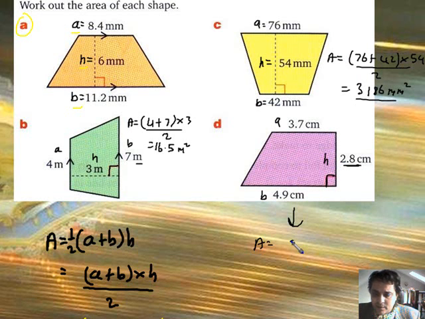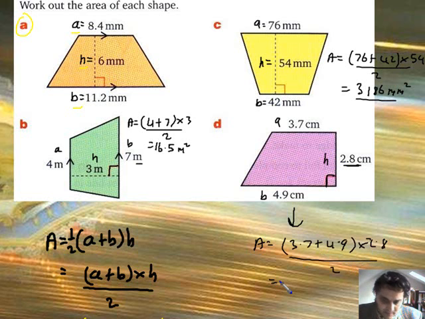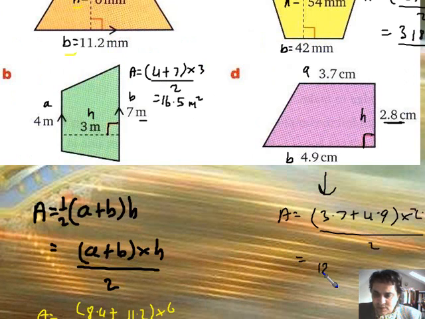So what have we got? 3.7 plus 4.9. Get the answer to that, multiply by 2.8, then halve it. Jump straight in. 3.7, add 4.9, press equals, multiply by 2.8, press equals, divide it by 2 to halve it, 12.04. So I've got 12.04 centimeter squares worth of area.